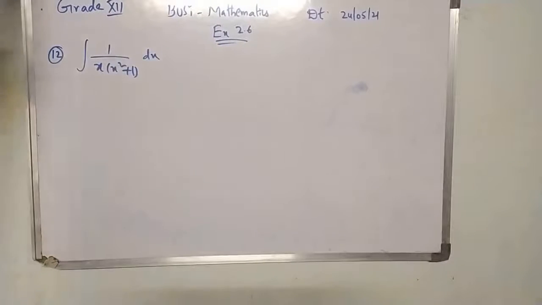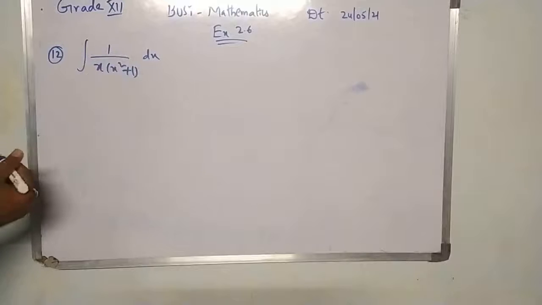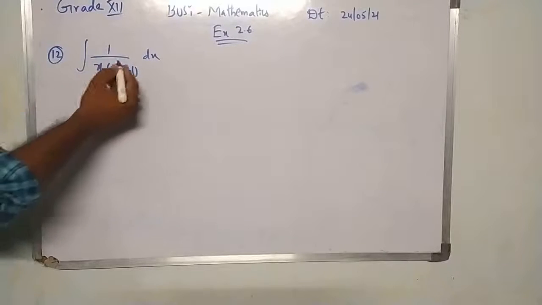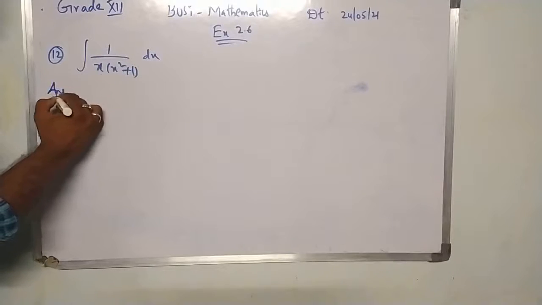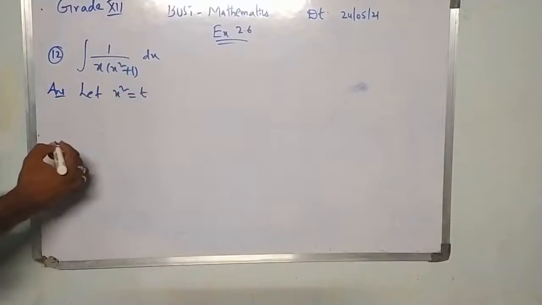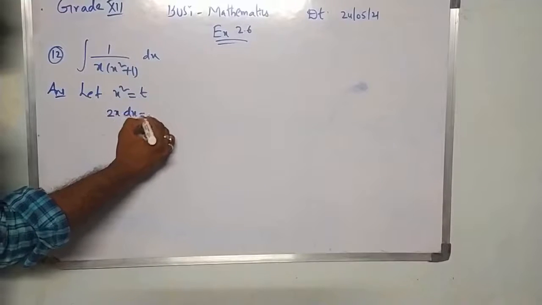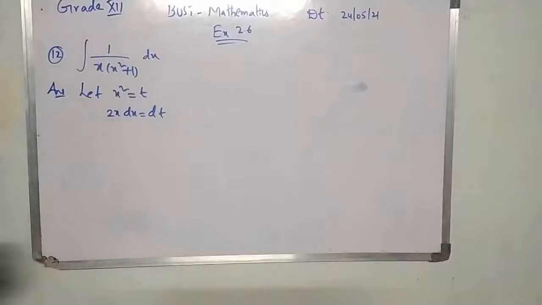Next, let us see the 12th question: integral 1 by x into x square plus 1 into dx. We cannot apply any of the formulas directly. Let us assume that x square is t. If I differentiate on both sides, it becomes 2x dx is equal to dt.